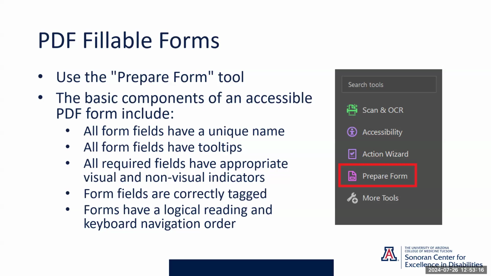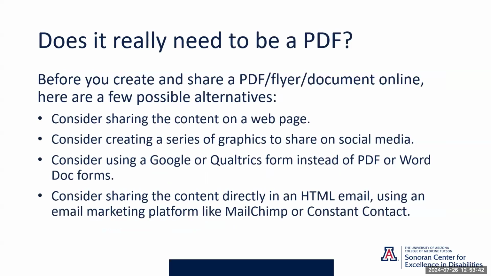The basic components of an accessible PDF form include: all form fields have a unique name, all form fields have tooltips, all required fields have appropriate visual and non-visual indicators, form fields are correctly tagged, and forms have logical reading and keyboard navigation order.